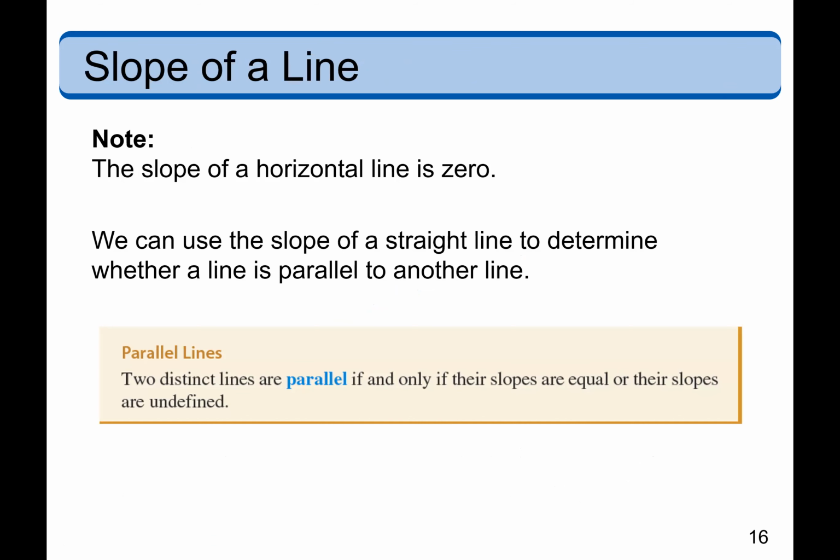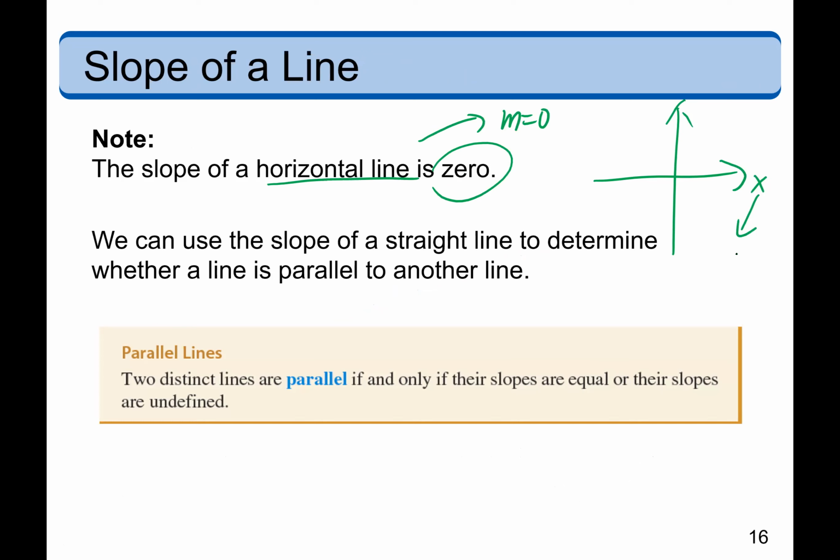A horizontal line has a slope of 0, right? For all horizontal lines, the slope is always 0. This is the most important characteristic of all horizontal lines. If you look at the x-axis, this is also a horizontal line, so the slope for the x-axis is also 0, according to this principle.